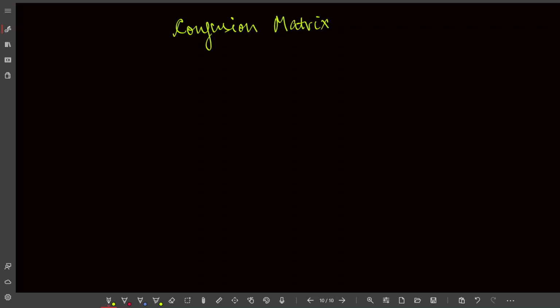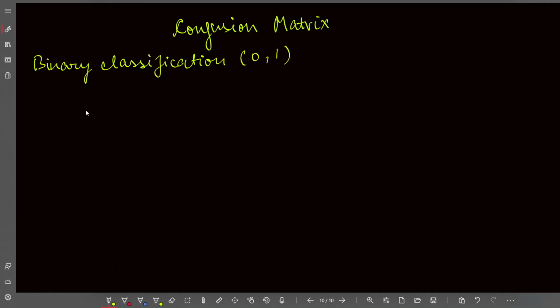Okay, so in this video, let's understand what a confusion matrix is and how it helps us overcome the problems with accuracy. Let's say I have a binary classification problem. That means that I have only two classes in my data set, 0 and 1. Okay, and I'll draw a matrix like this.